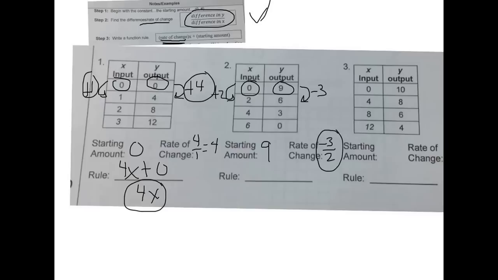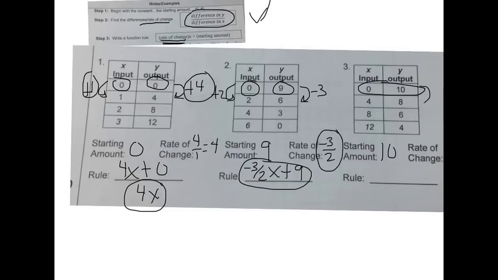You learned how to simplify fractions back in middle school, and negative 3 over 2 or 3 over 2 is simplified. So our rule, we take our rate of change, put an x beside it, and then we add our starting amount. So negative 3 over 2x plus 9. This is our rule. Again, we have our starting amount right here, 10.